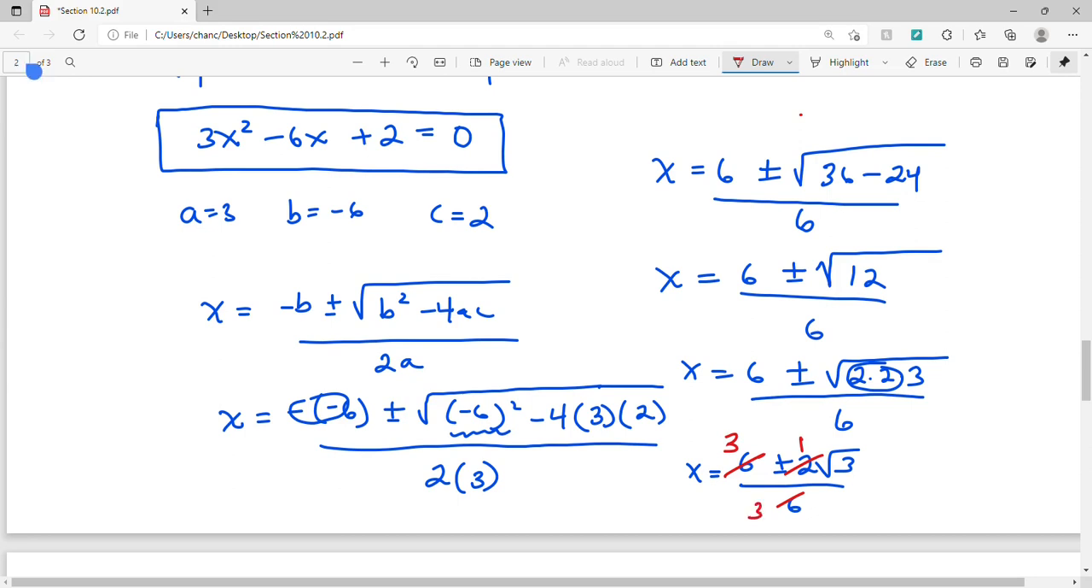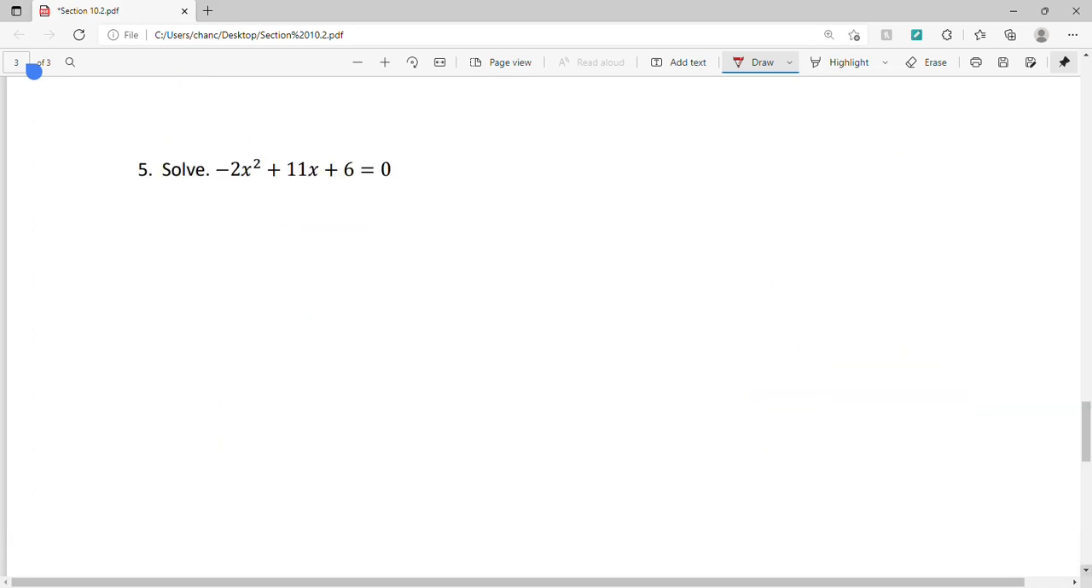So what's our final answer? Well, x is equal to 3 plus or minus the square root of 3 all over 3. We stop here. We can't simplify anything. The radical includes the square root of 3, and there's no way we could reduce to 3 and 3.